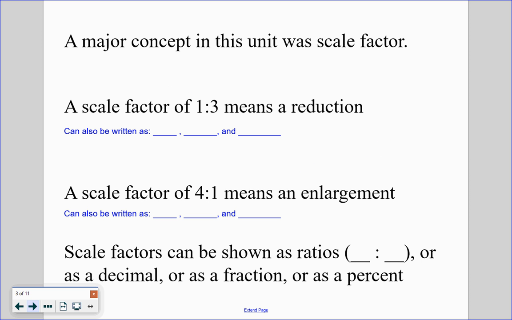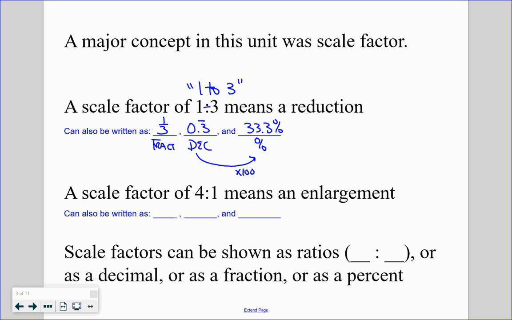Okay, so the next major concept we looked at was scale factor. So a scale factor of 1:3, the way we say that is we say it as 1 to 3. So a scale factor of 1 to 3 means a reduction. And the reason why it means a reduction is if we take our colon here and write it like a divide sign, it means 1/3. Okay, so in other words, everything has been reduced by 1/3. So this is how we write it as a fraction. We can also write it as a decimal. So if you go 1 divided by 3 on your calculator, you get 0.3 repeating. And we can also write it as a percent. So to go from a decimal to a percent, we times by 100.